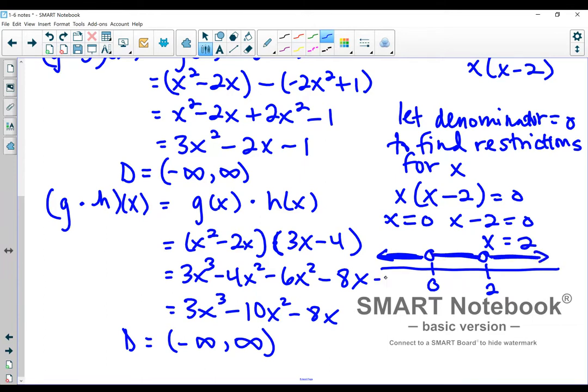So I can go from negative infinity up to 0. I can't actually be equal to 0, but it can go from 0 to 2, and then it can go from 2 to positive infinity. So let's go ahead and put this up at the top, kind of in the middle there with the problem, for my domain. So my domain is from negative infinity to 0, union from 0 to 2, union from 2 to infinity. Barely fit that guy in.